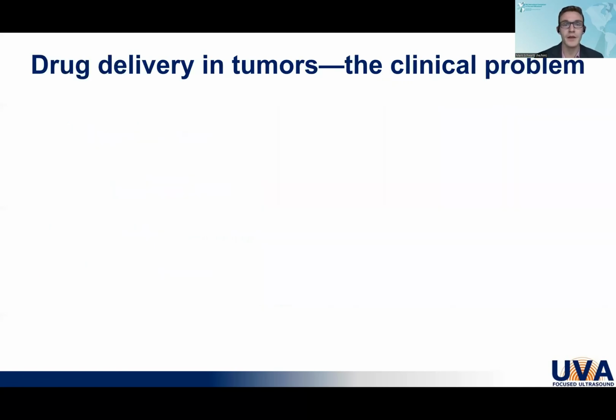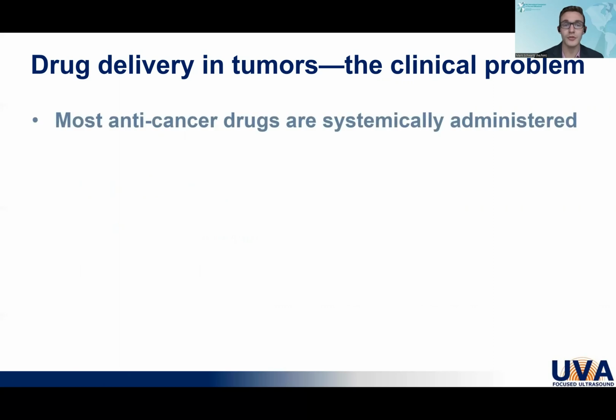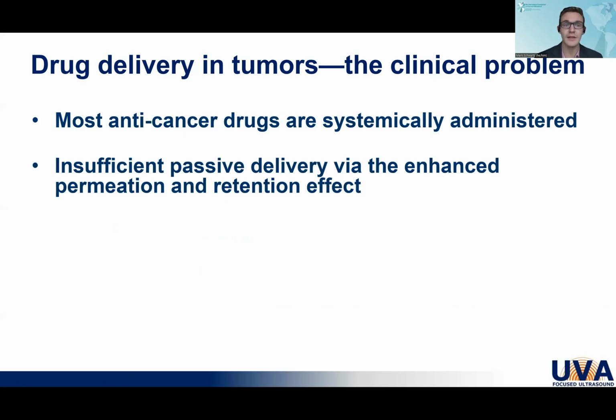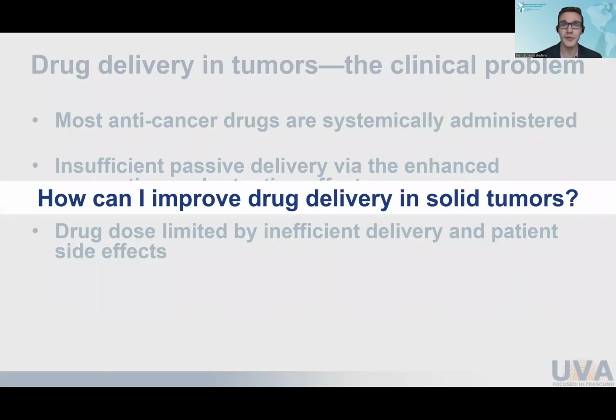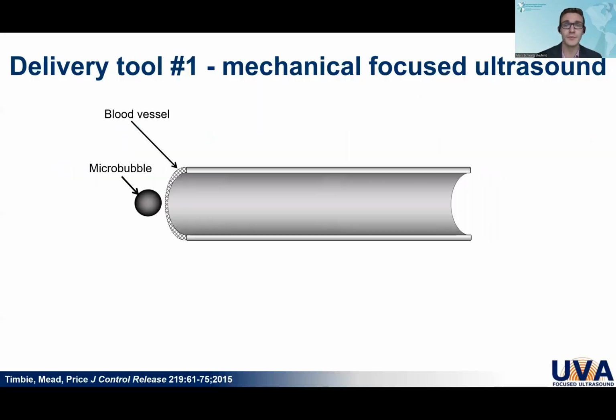Now, the clinical problem I am addressing here is the question of efficient drug delivery in solid tumors. We know that most anti-cancer drugs are systemically administered, and yet there's insufficient passive delivery via the enhanced permeation and retention, or EPR effect. This results in limited drug dosing due to inefficient delivery and results in unwanted patient side effects. A natural question stemming from this clinical problem is, how can we improve drug delivery then to solid tumors?